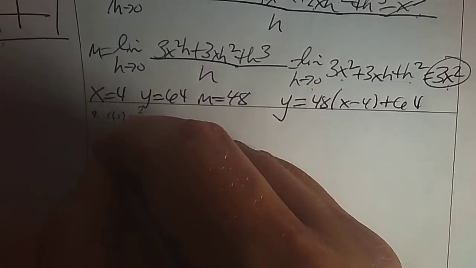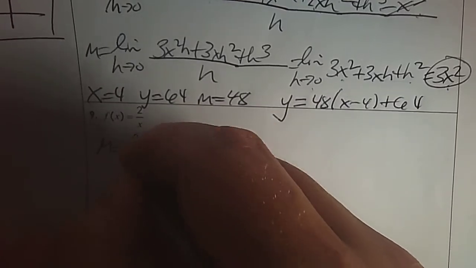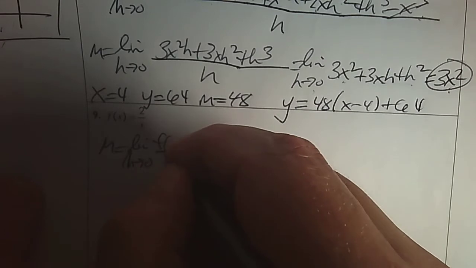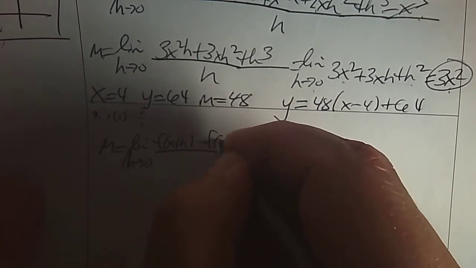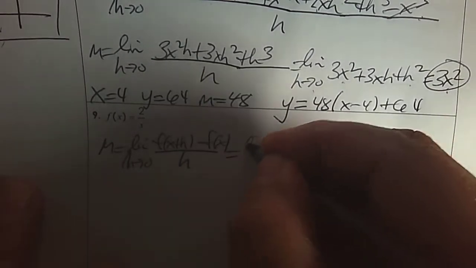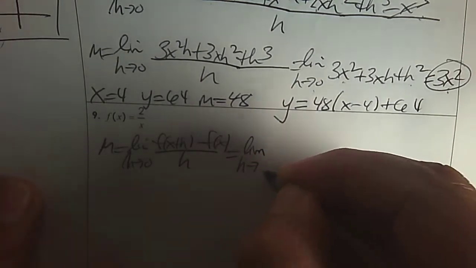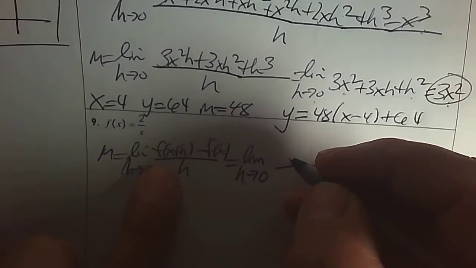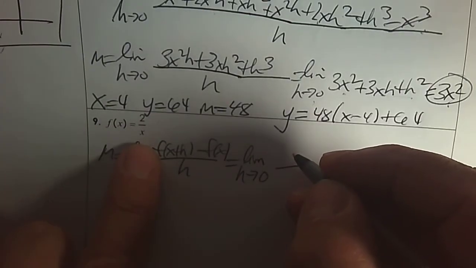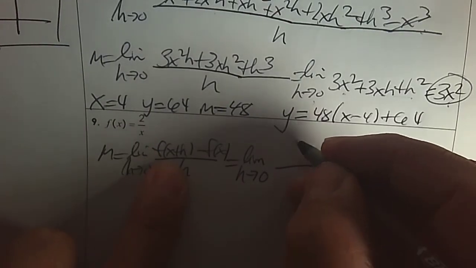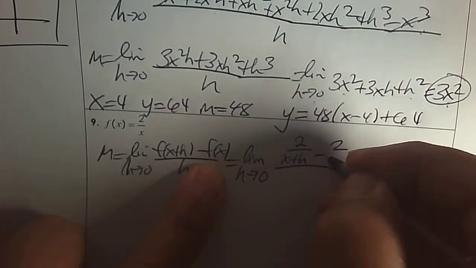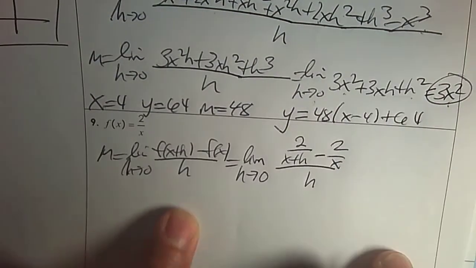So I want to find the slope of this. So it's the limit as h approaches 0, and we know it's f at x plus h, subtract f at x, all over h. There's our little slope formula we've been using over and over and over again. In this situation, we're going to plug in 2 over x. So instead of x, I'm going to plug in x plus h. So it's 2 over x plus h, subtract f at x, which is just 2 over x, over h.